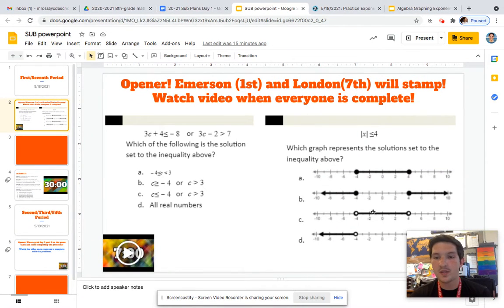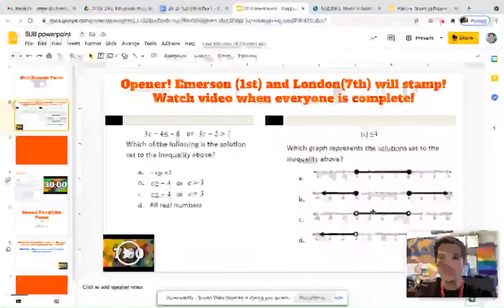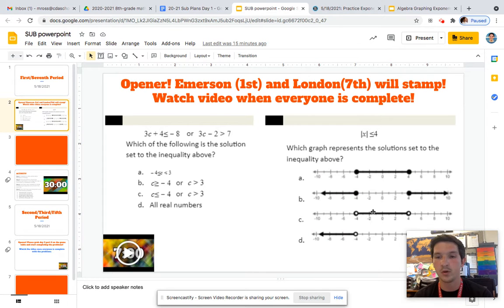Number 2, which graph represents the solution set to the inequality above? If you remember how to do these, the absolute value is less than or equal to 4. We're going to pull out both equations and do x is less than or equal to 4, keeping it the same. But then the other side, we have to flip that sign and change the sign, so x is greater than or equal to -4. Because they're both less than or equal to or greater than or equal to, we're going to have full circles. And because they're facing each other, we know that it has to be A. All right, that's how you do it.